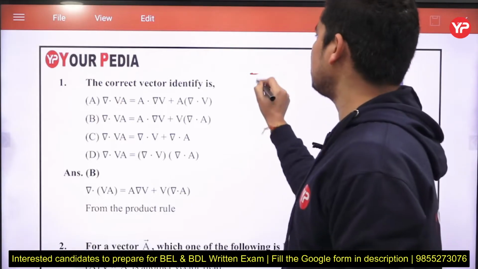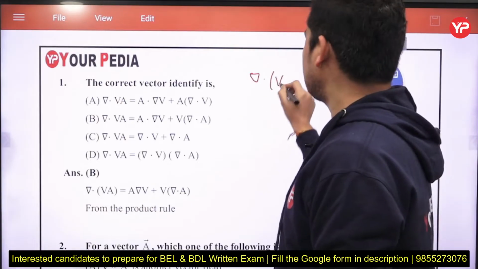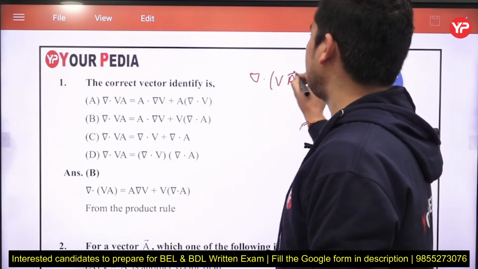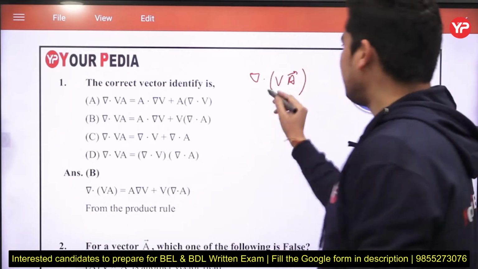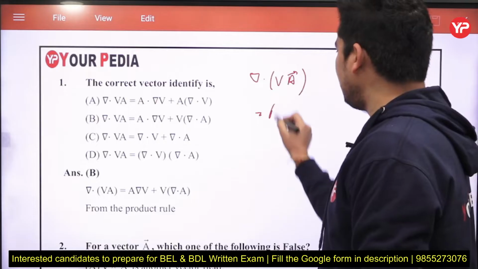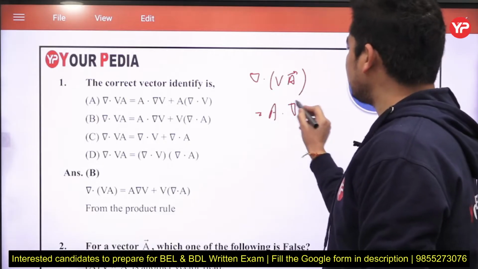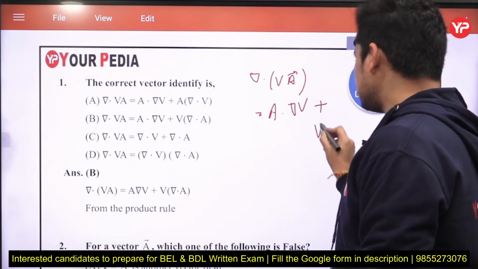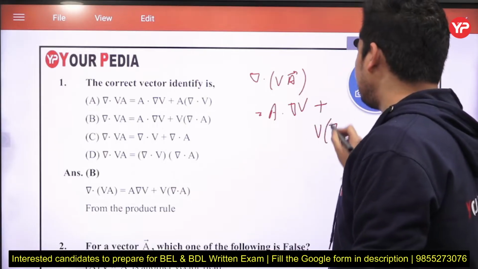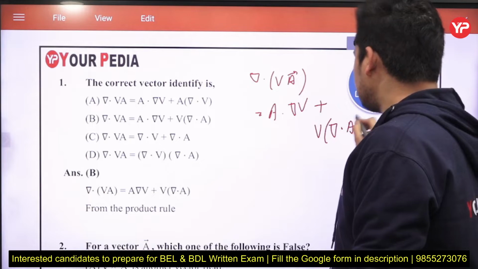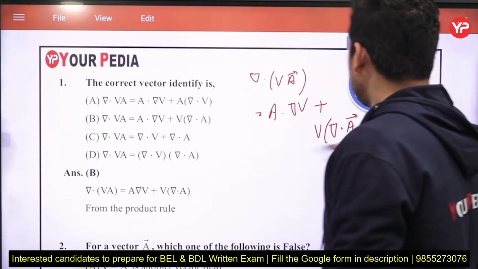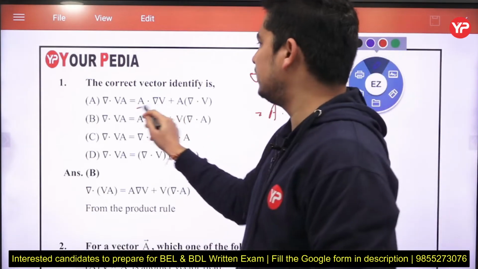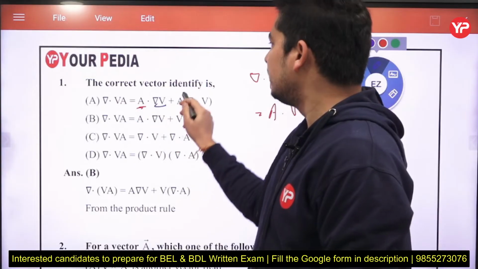the divergence of a scalar quantity times the vector A. Remember that thing here, right? If I write it, that will be A dot the gradient of the scalar, plus, what is the next? V, the scalar quantity, multiplied by the divergence of the vector A. This is the correct identity, right? Because if you go here, that is A dot grad V, that is correct, but it is a vector.